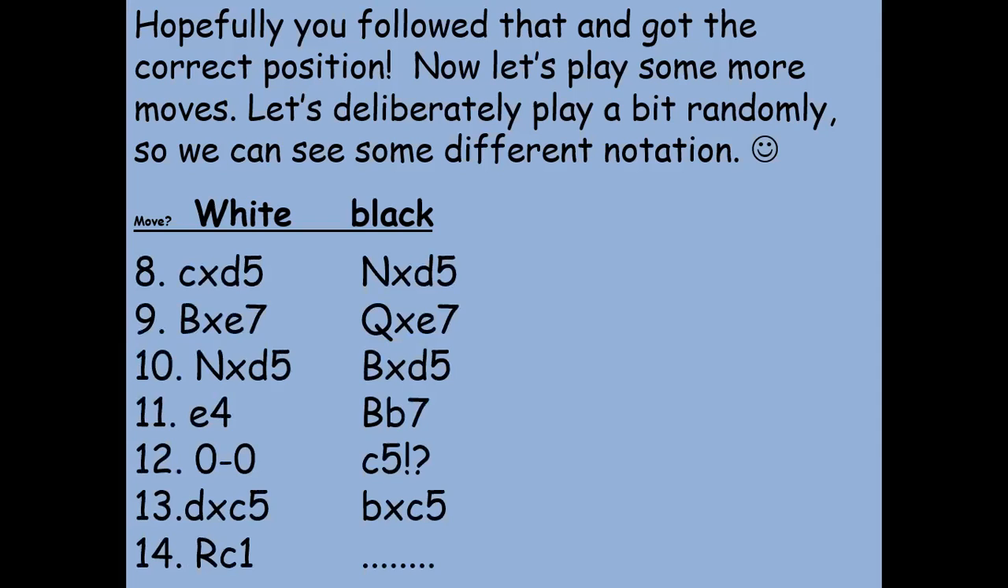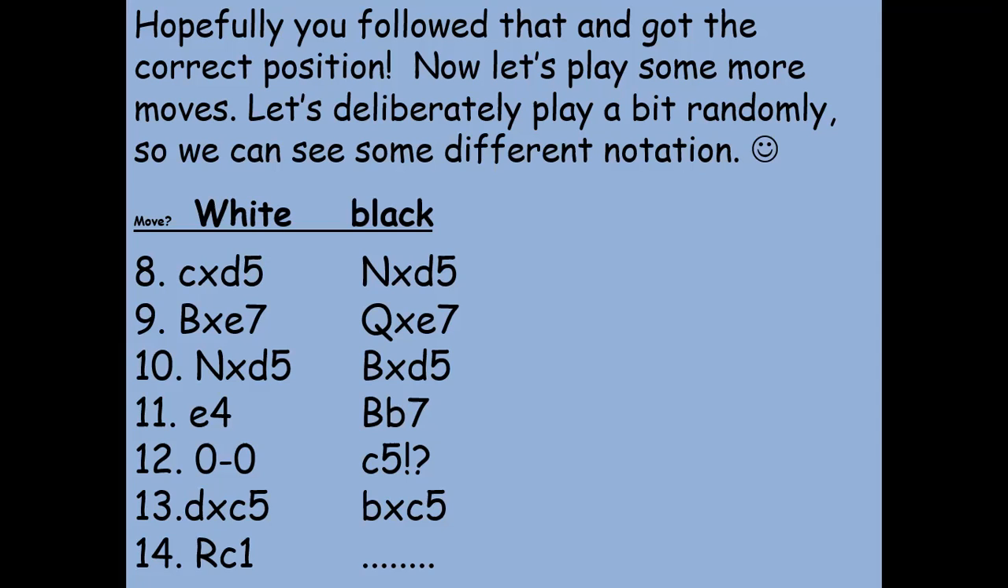So white's 8th move, c takes d5. Knight takes d5 for black. Bishop takes e7 for white. Queen takes e7 for black. Knight takes d5 for white. Bishop takes d5 for black. e4 for white. Bishop b7 for black.